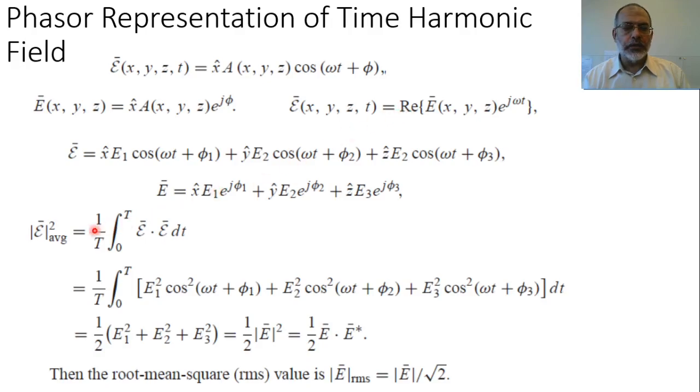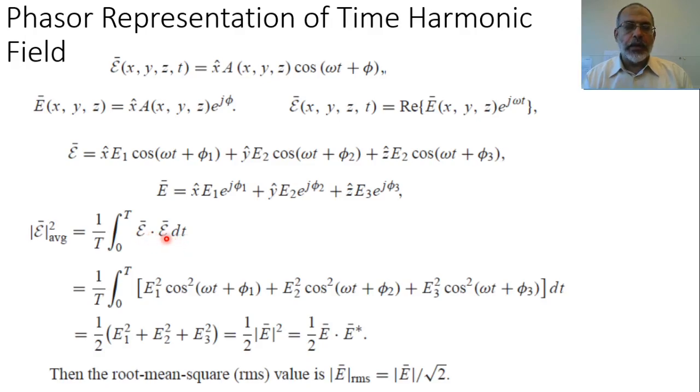Now, if we are talking about the average value of the electric field for the time harmonic field, the average value would be 1 over the complete period of the cycle of the time harmonic field. As I said, omega is 2 pi f, where f is the frequency, and f equals 1 over T. So it is 1 over T, the integration from 0 to T, of E dot E dt.